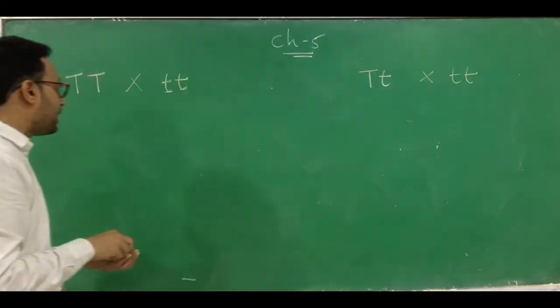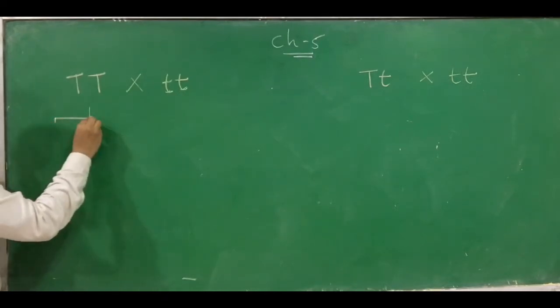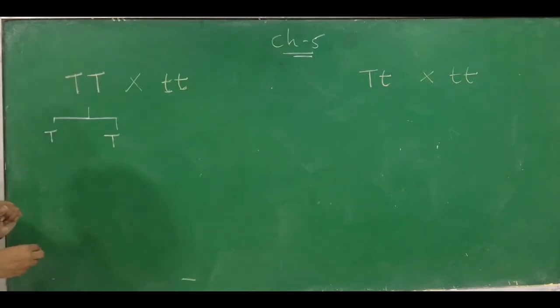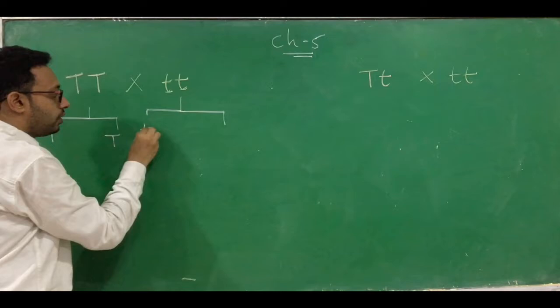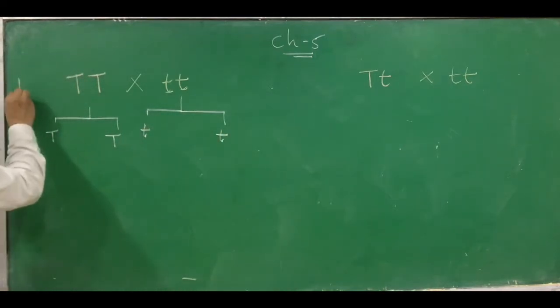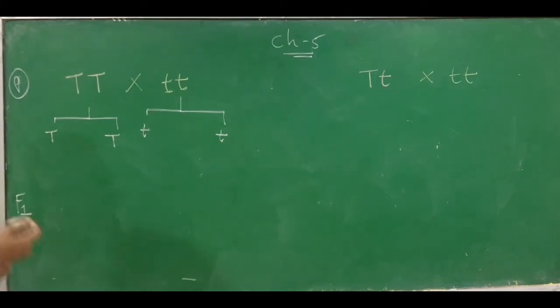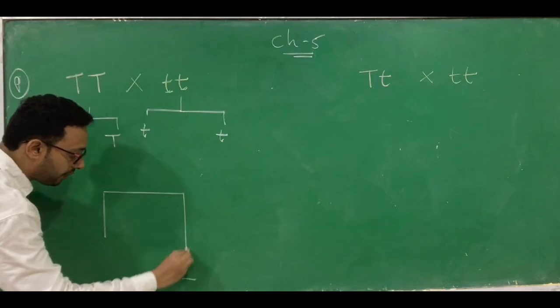Now make out the gametes. What are the gametes of it? Here the gametes are, first gamete is capital T, another gamete is capital T. Similarly over here, the gametes are small t, small t. You can consider this as the parent generation. Now you get the first generation, what we call the filial generation. I will show you with the Punnett square method. You know that the Punnett square method means you have to draw a square first.